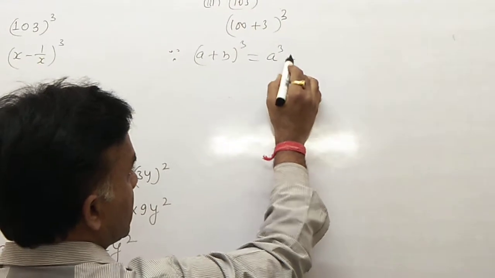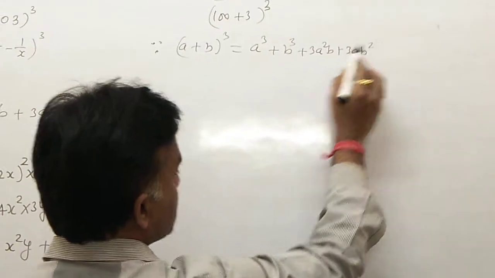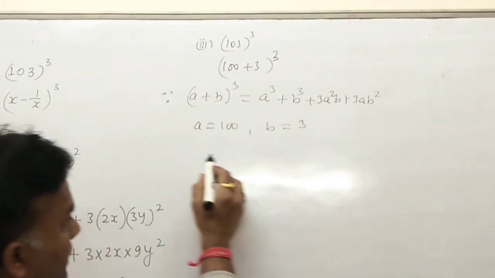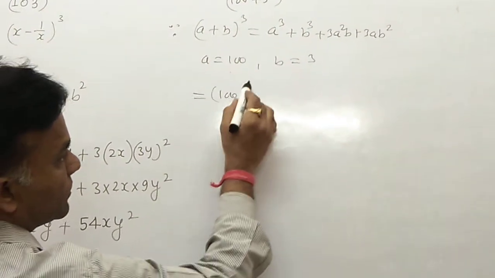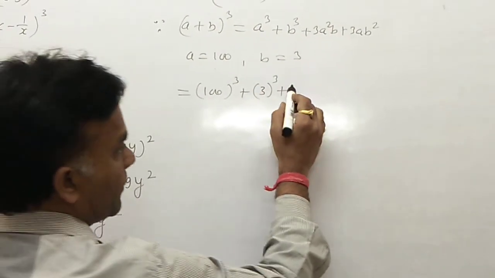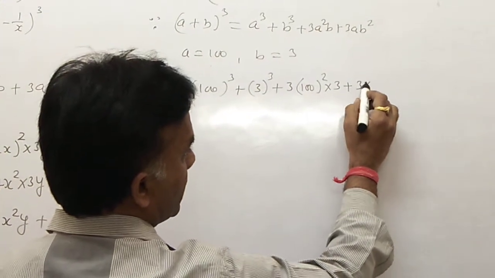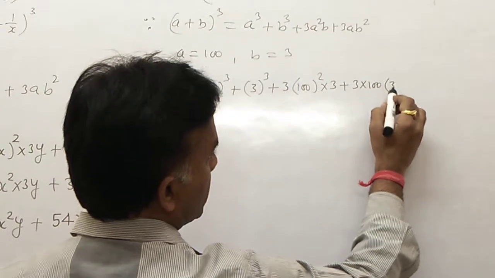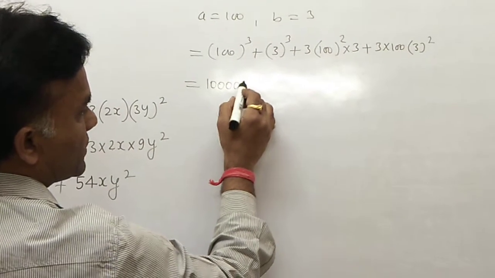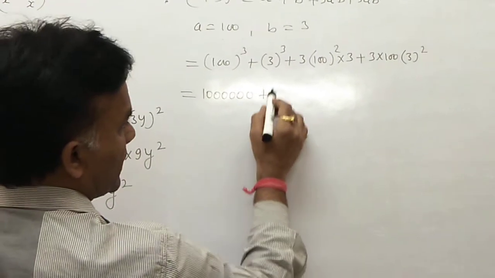We know that (a + b) whole cube is a cube plus b cube plus 3a square b plus 3ab square. So a is 100, b is 3. Now you put the given values in the identity: 100 cube, 3 cube, 3 into 100 square into 3, 3 into 100 into 3 square. 100 cube means you write down 100 with 6 zeros, 100 into 100 into 100. And then 3 cube is 27.